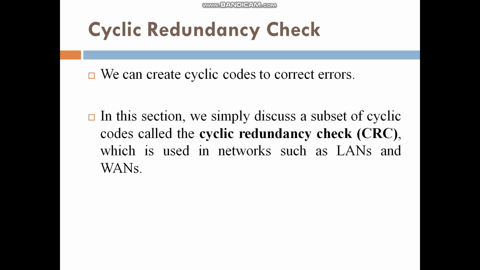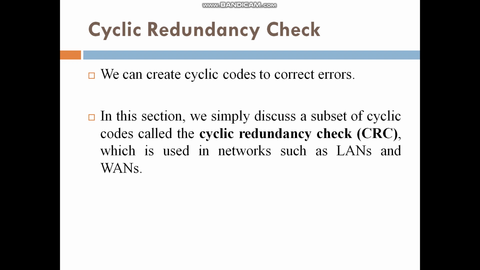In this section, we simply discuss a subset of cyclic codes called the cyclic redundancy check (CRC), which is used in networks such as local area networks and wide area networks. We can use it in all types of transmissions, because all transmissions are performed using the OSI model, and the data link layer is responsible for error detection and correction.